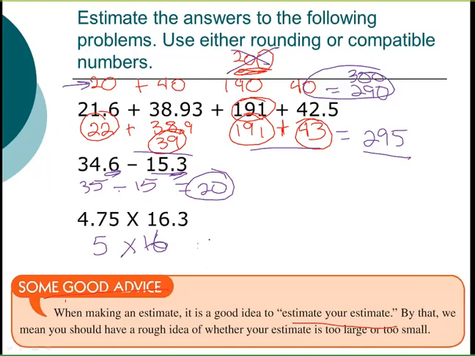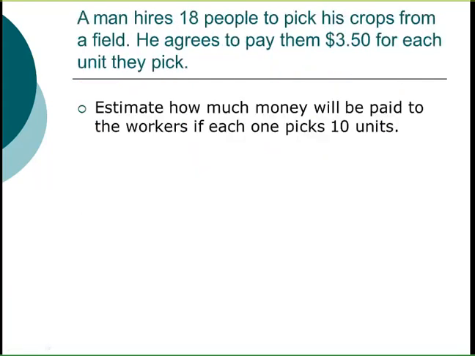And so we'd be looking at 80 rather than the actual decimal, what the real number is. And so here we've got a man hiring 18 people to pick his crops from a field. He agrees to pay them each $3.50 for each unit they pick. So units are like a box or whatever it is they're picking. Estimate how much money they will be paid to the workers if each one picks 10 units.